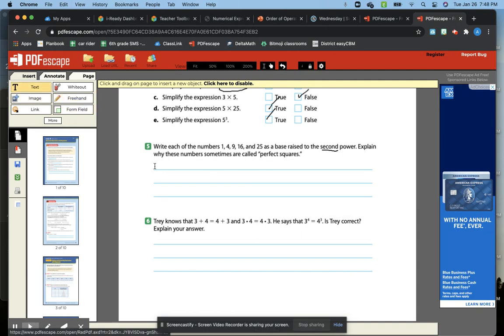So for 1, we know that, let me make this a little bit bigger for you all. So for 1, we know that 1 to the 2nd power equals 1. We also know for 4, you have to do 2 times 2, which is the same as 2 to the 2nd power. Then we know for 9, that's going to be the same as 3 to the 2nd power.